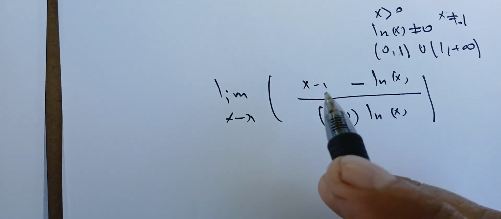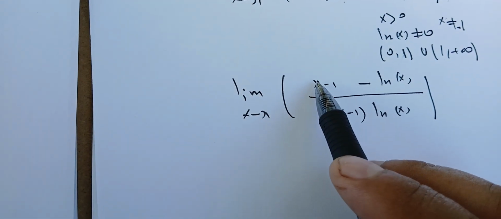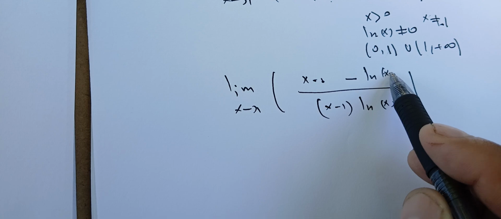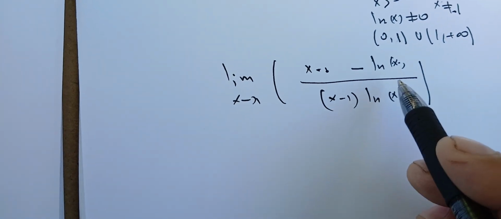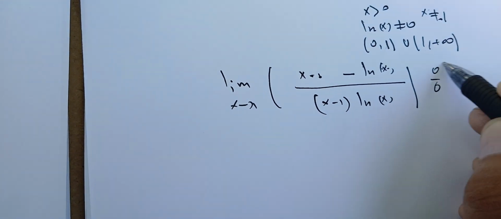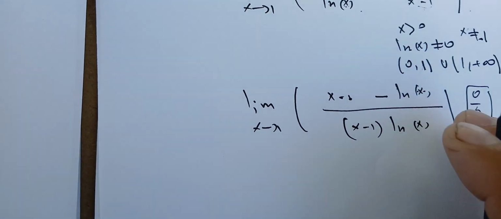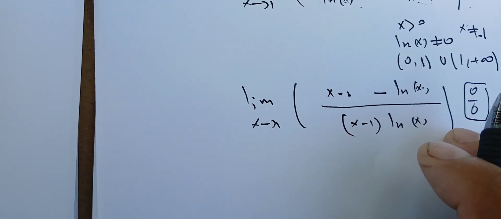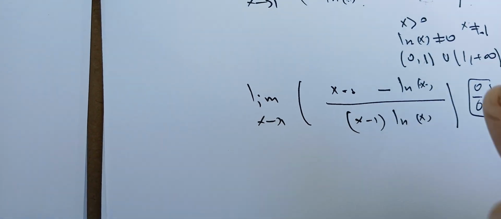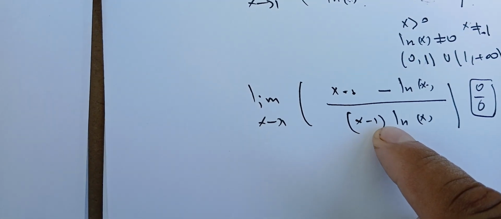Now we evaluate again. Here we have 1 minus 1, which is 0, minus 0, over 0 times 0. So here we have 0 over 0, and this is great. That's what we need. We can't conclude directly, but this is good, so we can apply L'Hopital's rule. What we're going to do is differentiate the top over the bottom.